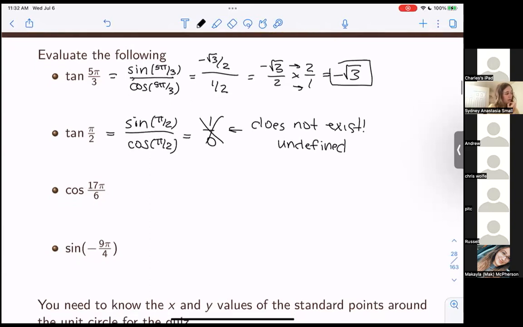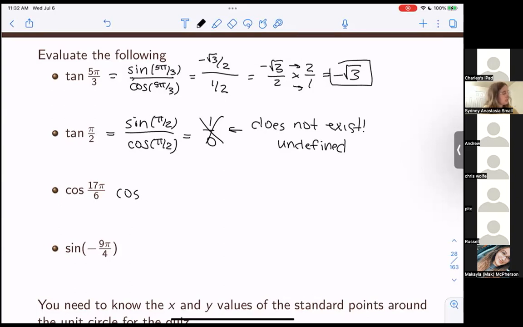Okay, let's look at a different one. Cosine of 17 pi over 6. Now, you may not see this right off the bat, but it turns out that 17 pi over 6 is actually bigger than 2 pi. So we are talking about an angle that goes around the unit circle more than once. So let's subtract 2 pi off of this to see if we can get an angle that we know how to work with, an angle coterminal to 17 pi over 6, because that will give us the same cosine.